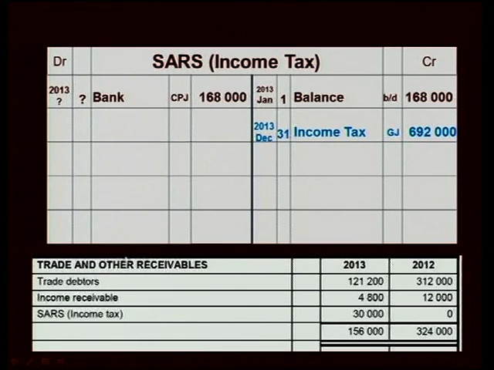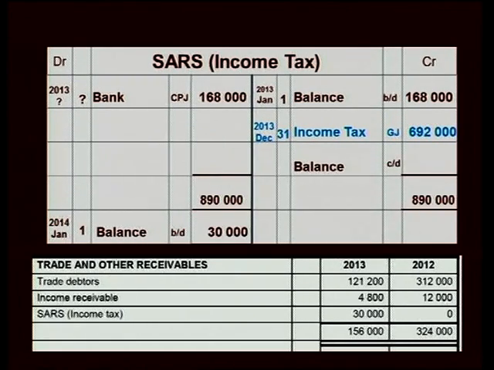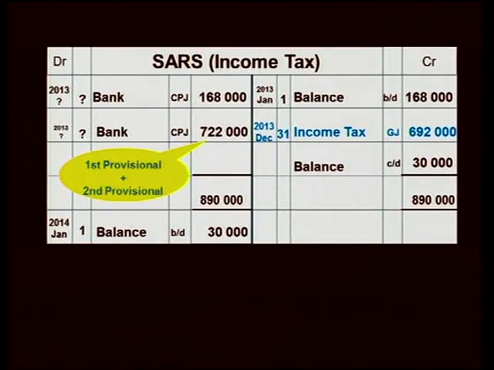But I can use the rest of the information to reconstruct the account. I can see in trade and other receivables that at the end of the year, SARS owes the company 30,000. Now they can only owe the company if they've overpaid. So the company has made too much provision, therefore they have a debit balance in their SARS account at year end, which would result in a balance carried down on the credit side. And if I've got all of that information, I can determine that the first and second provisional payments that were made during the course of the year must be 722,000. So again, let's find the bank amounts.